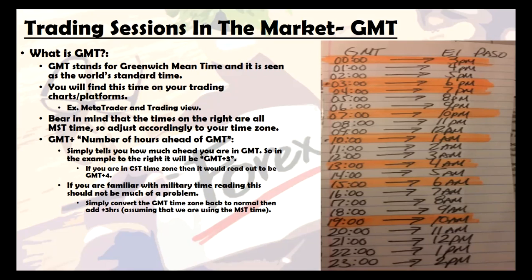But bear in mind that these times on the right are all in Mountain Standard Time, so adjust accordingly to your time zone, right? GMT plus a certain number just simply tells you how far ahead you are of GMT. So in the example to the right, it would be GMT plus 3, because price is pretty much ahead of the GMT time zone by 3 hours. So just keep that in mind when you guys are trading, and just think about that.